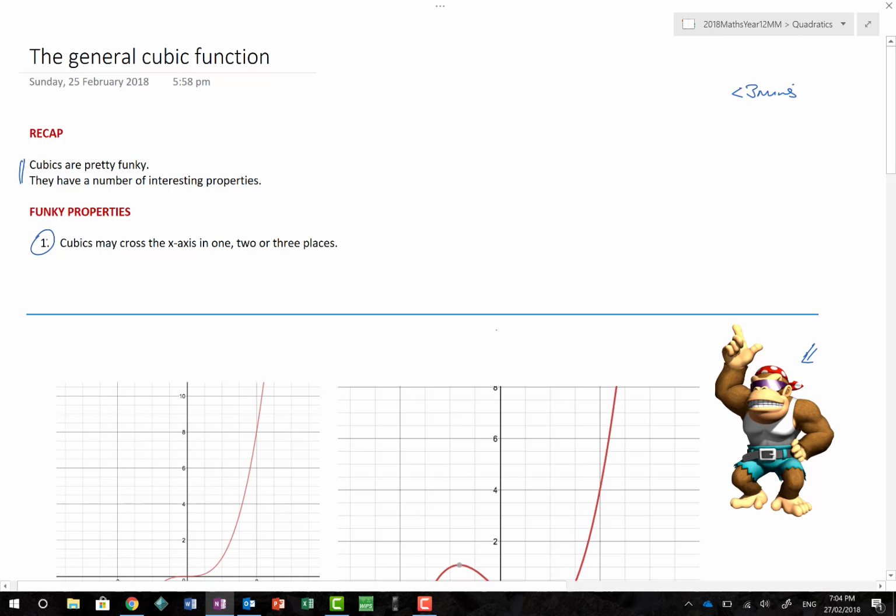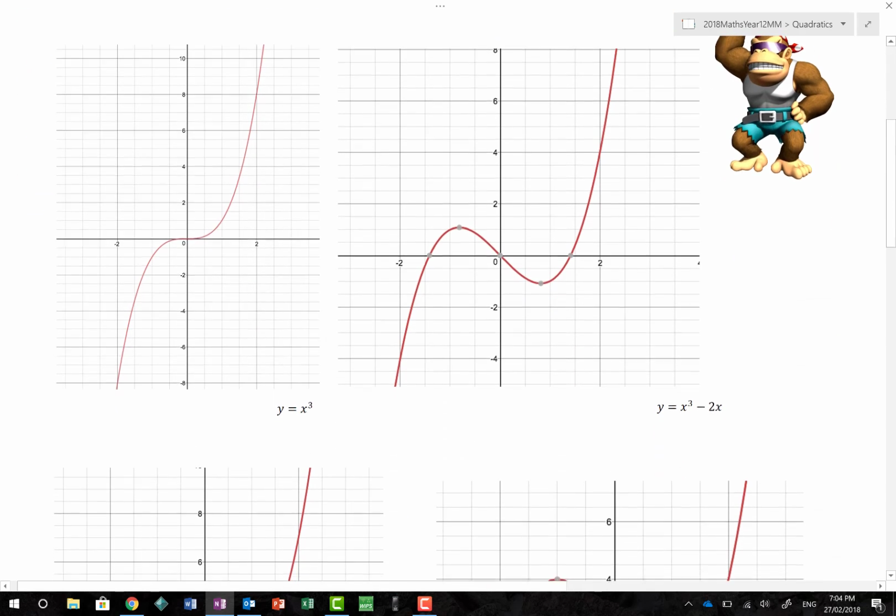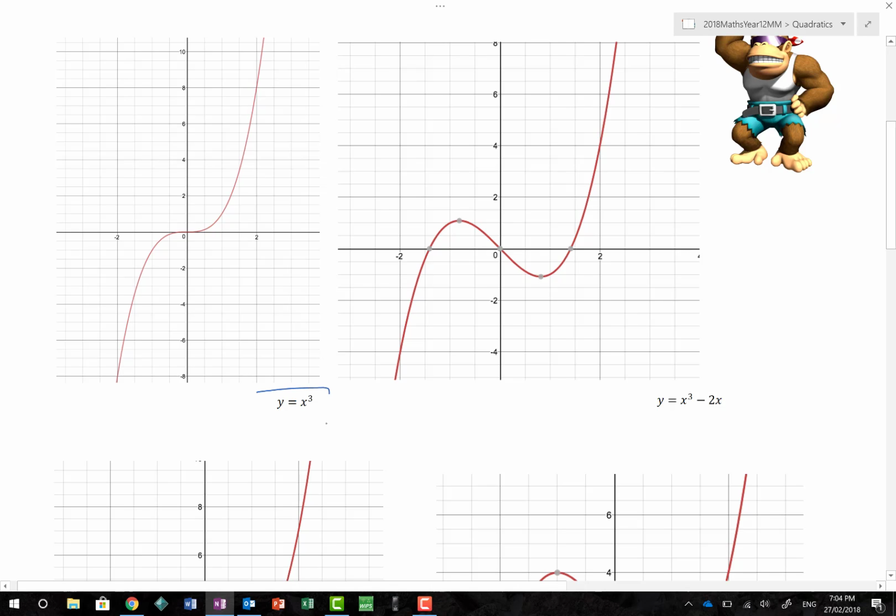So, funky property number 1. Cubics may cross the x-axis in 1, 2, or 3 places. Well, what do we notice? Here is the standard cubic, y equals x cubed. And how many places does it cross in? Oh yes, it crosses in just the one.